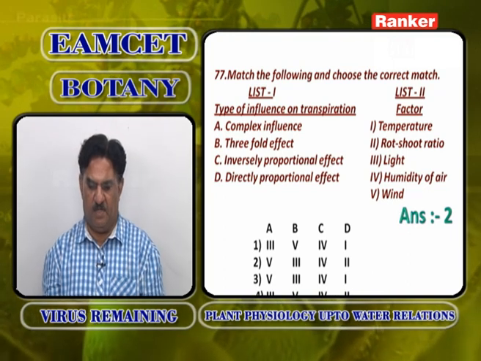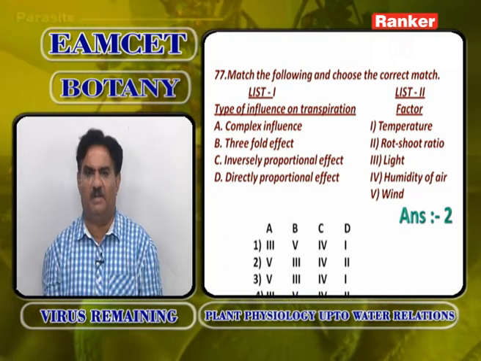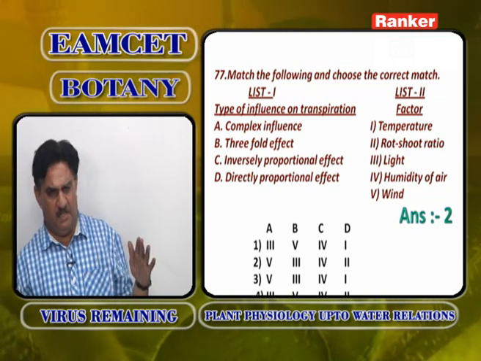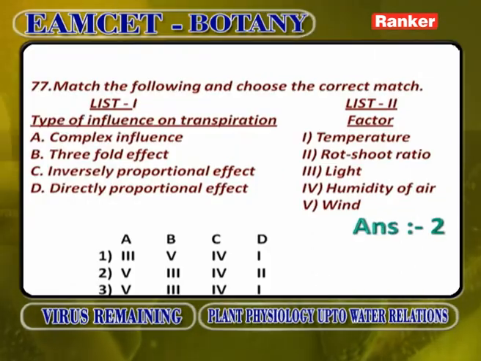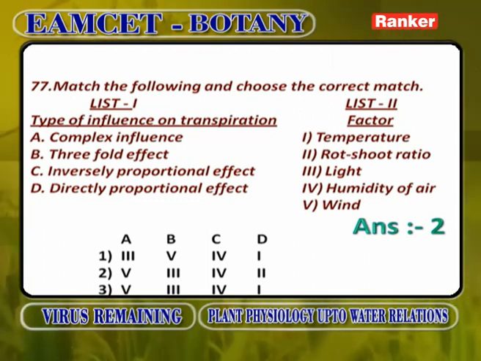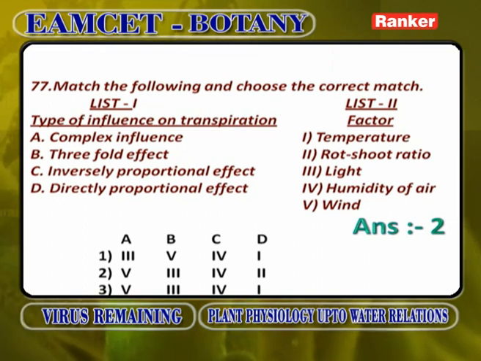So, A5. Complex influence is shown by wind. Why? Because when the gentle breeze is there, stomata opens and transpiration is maximum. When high wind velocity is there, stomata closes and transpiration is stopped. Threefold effect is B3, light.